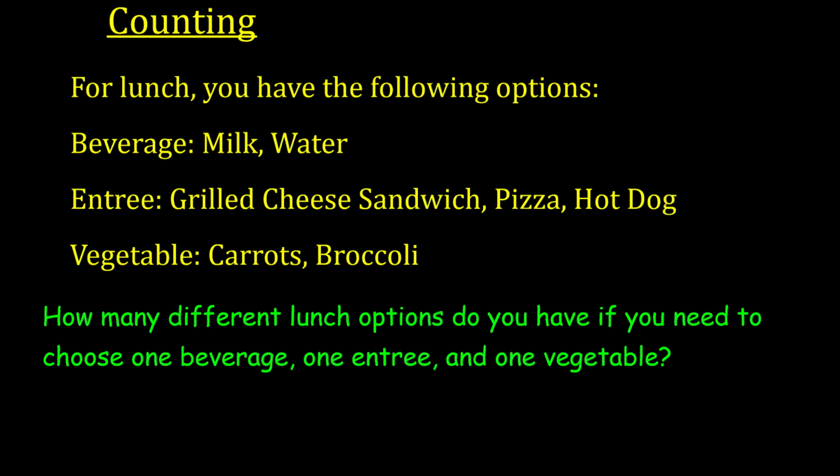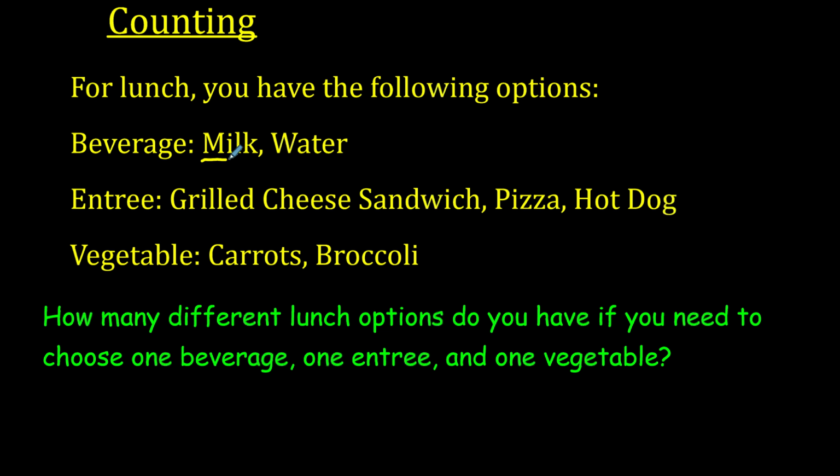It says for lunch, you've got the following options. You have a beverage, could be milk or water. Your main entree could be grilled cheese sandwich, pizza, or hot dog. And then your vegetable option could be carrots or broccoli. So how many different lunch options do you have if you need to choose one beverage, one entree, and one vegetable? So what we're going to do is we're going to list them out to start out with.